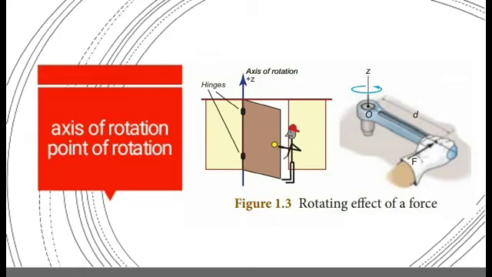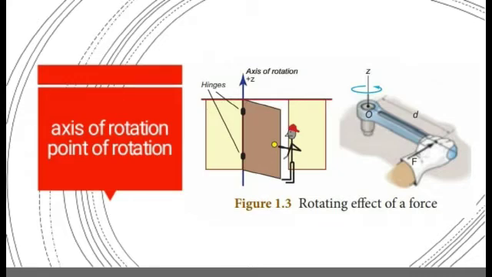The next topic is rotating effect of force. In the rotating effect of force, you see the action of a person opening a door or a person trying to turn a screw. Now, in the person opening a door, you see the hinges there and the axis of rotation. So, what is the axis of rotation? The axis of the fixed edge about which the door is rotated is called the axis of rotation.